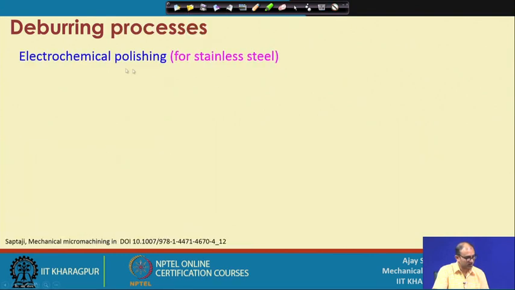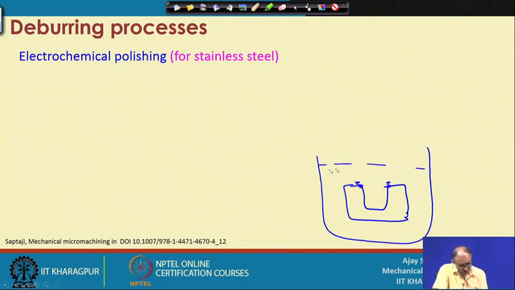So, let us see what the options are. Electrochemical polishing is one of them, where you are not physically giving any type of force. How will this work? This is the workpiece, and you have burr formation here. You put it in an electrolytic cell, and then you have to provide the voltage support.